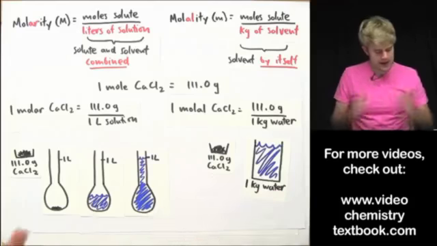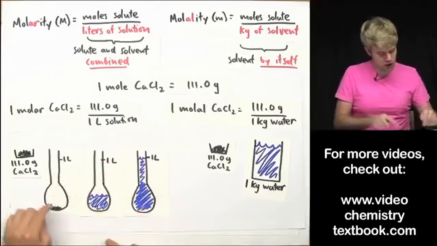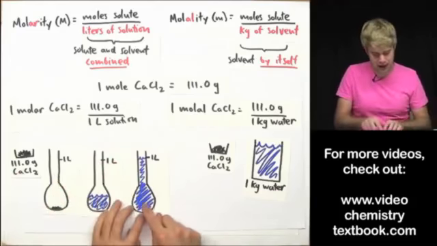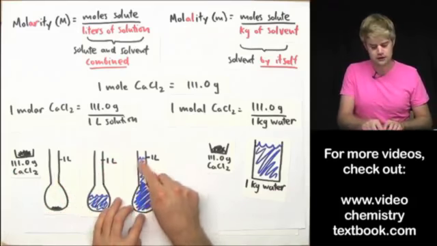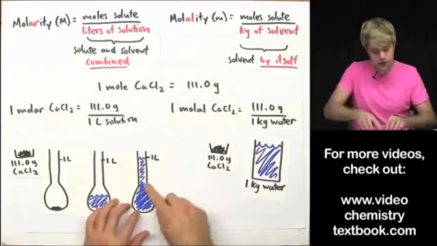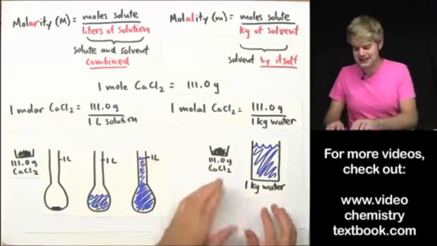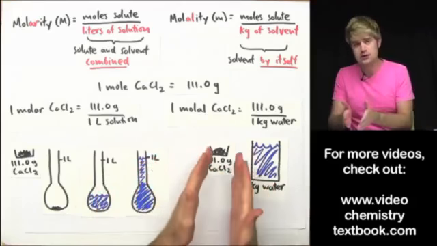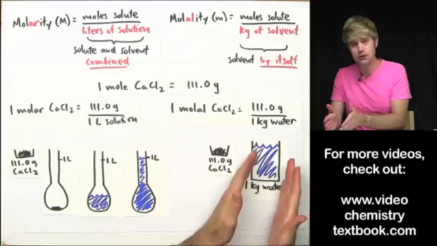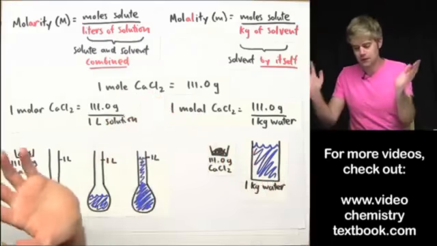So the point is, here, I mix the solute and the solvent together, and then I increase the volume of both of them together until it gets to 1 liter. Whereas here, I do the solute separately and the solvent separately, and then once I mix them together, I don't care.